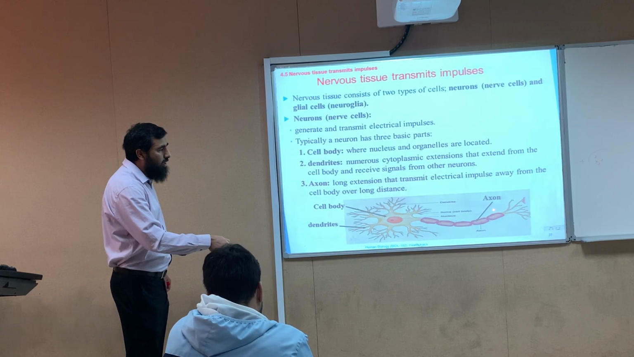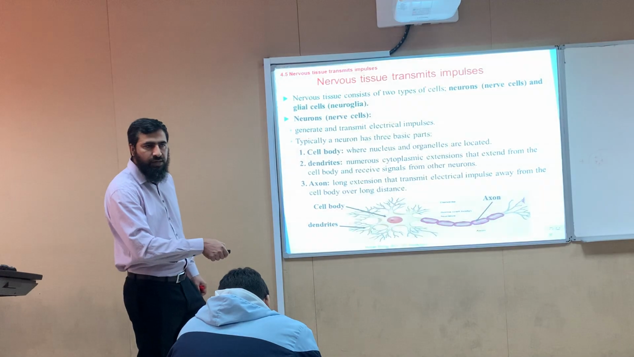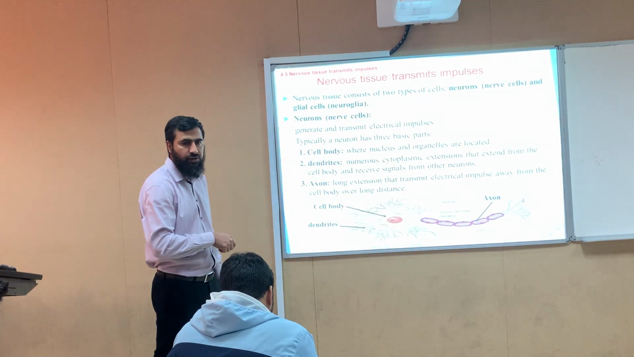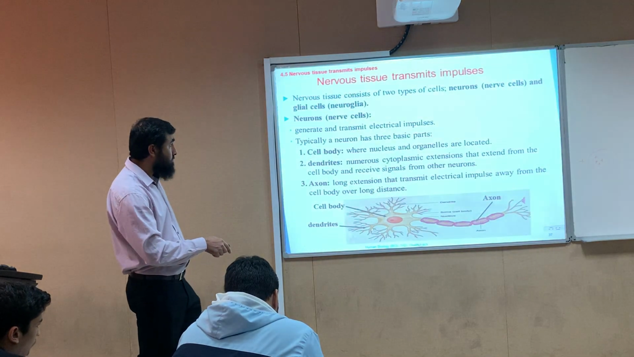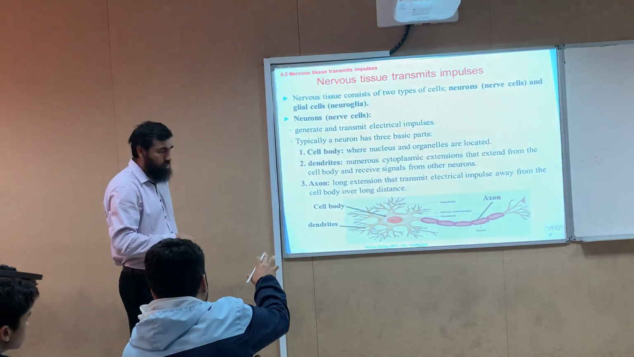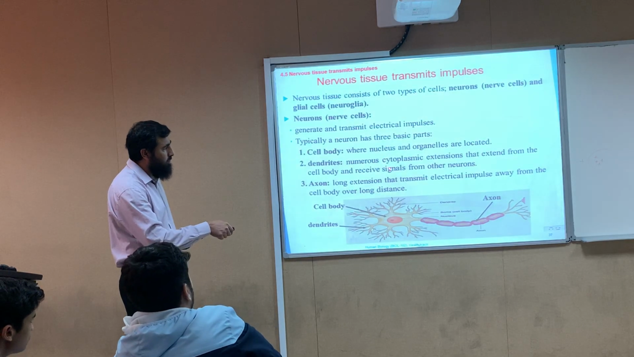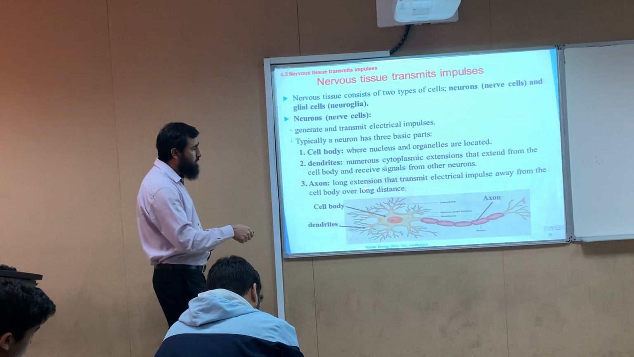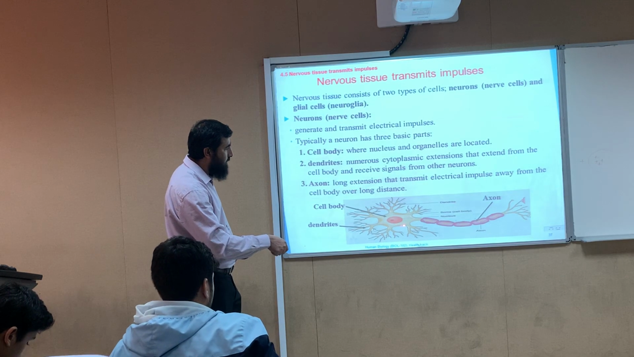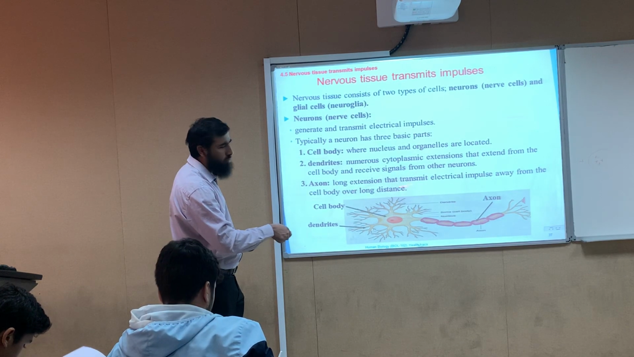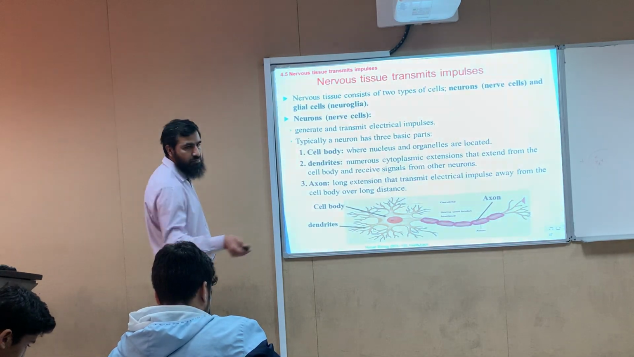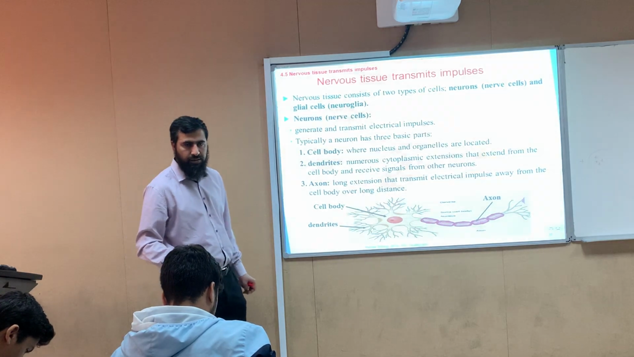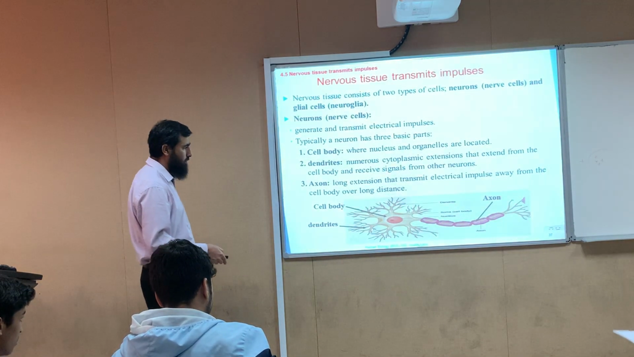When we take the nervous system next semester, we're going to talk in more detail about the different structures and how they are made. So that's the neuron. Dendrites receive the signals from other neurons. And these axons, these long extensions, transmit it from the cell body over long distances to muscles, glands, and other tissues that require nervous control.